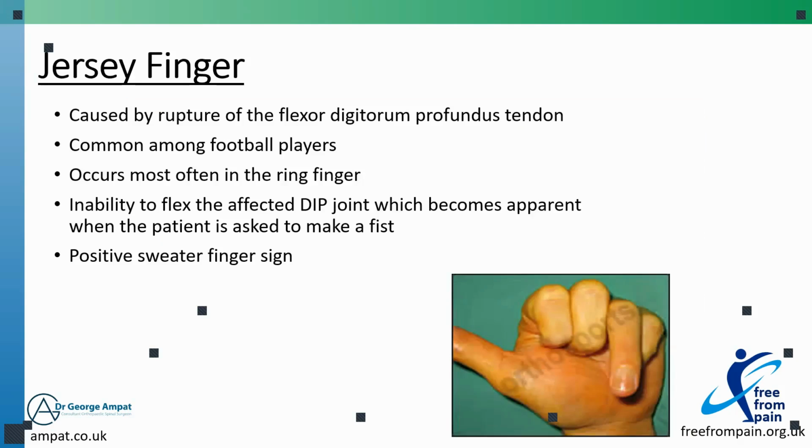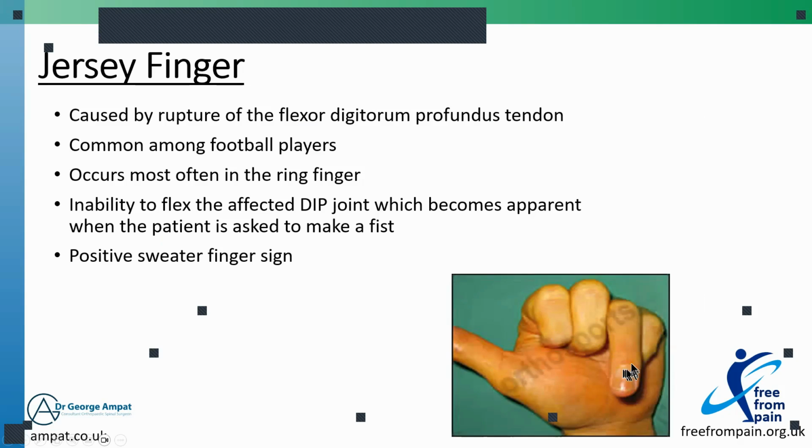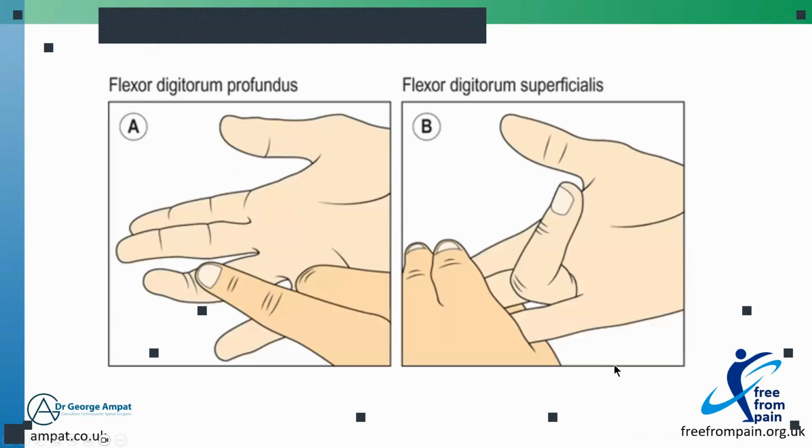We looked at the jersey finger. I said that when someone is trying to catch, there's a tendency to catch the player in front of you, and then you rupture the flexor digitorum profundus. That's why you can't flex at the DIP joint. In this, it's the ring finger that is usually affected, and it remains extended because you can't flex at the DIP joint.